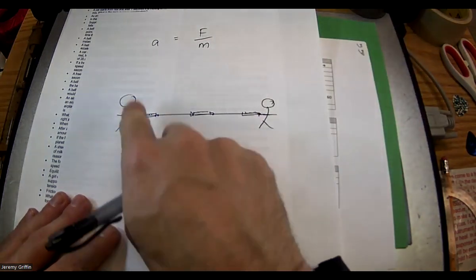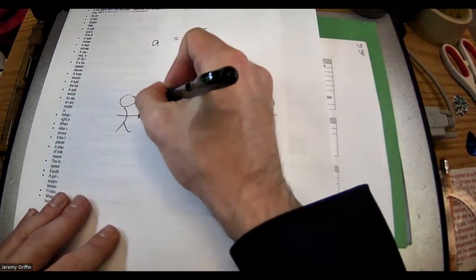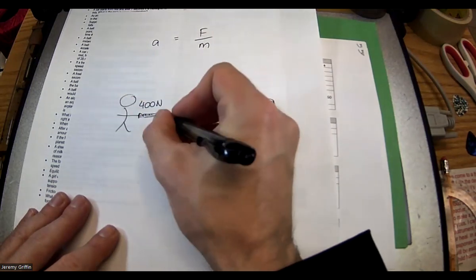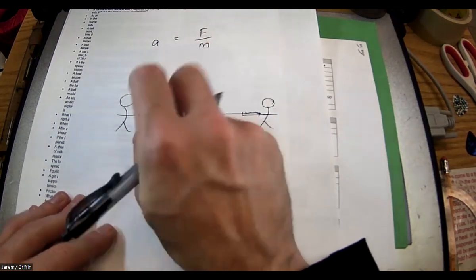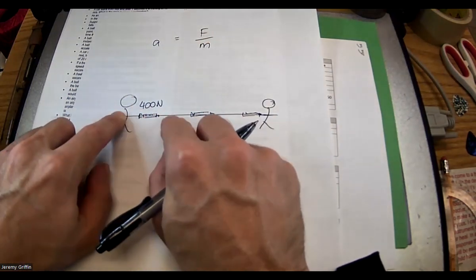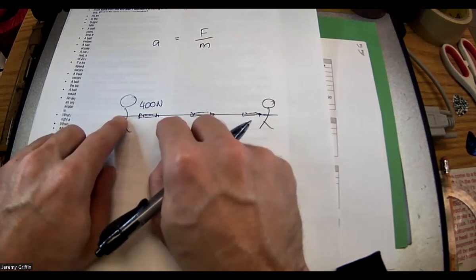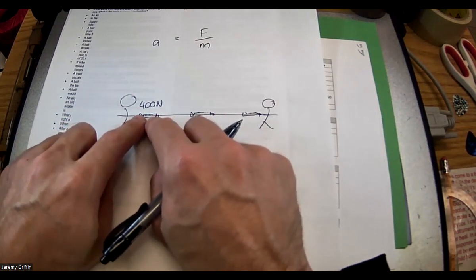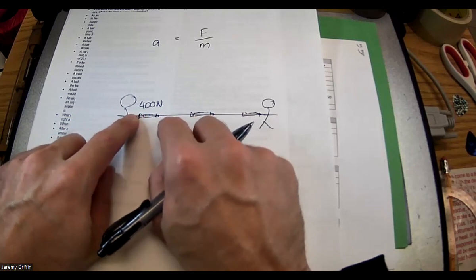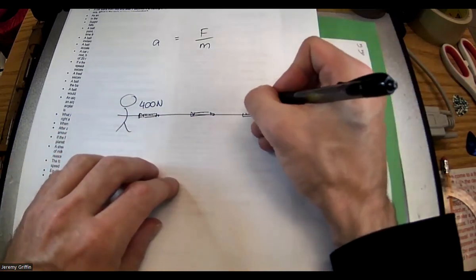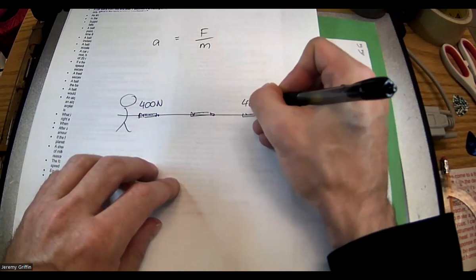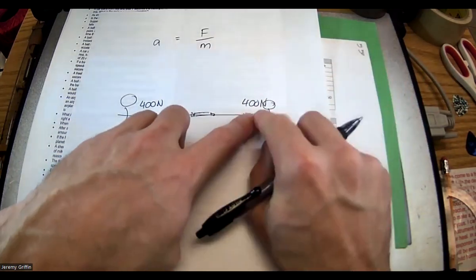Okay. So if this guy pulls with 400 newtons of force to the left, this bit of the rope is pulling back with 400 newtons to the right, to get zero net force, right? So it's reading like 400 newtons. Okay. This guy, same story over here. He's pulling to the right with 400 newtons. So the rope pulls back with 400 newtons.